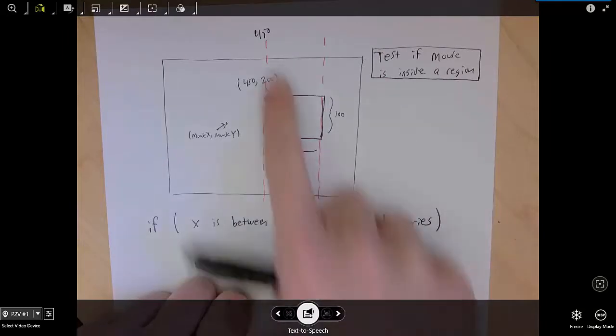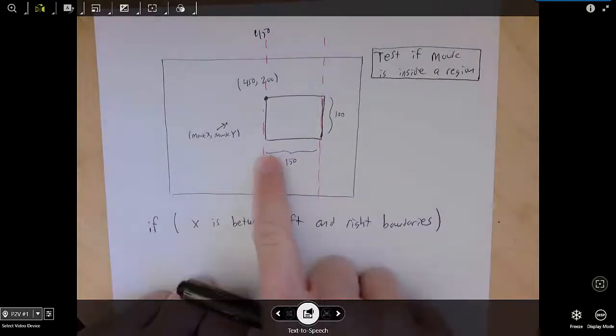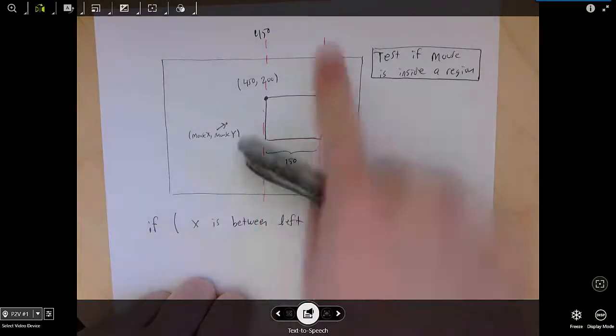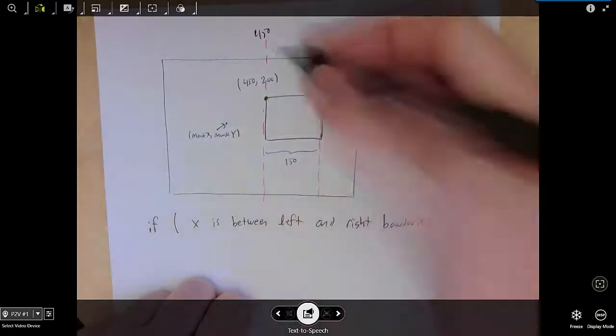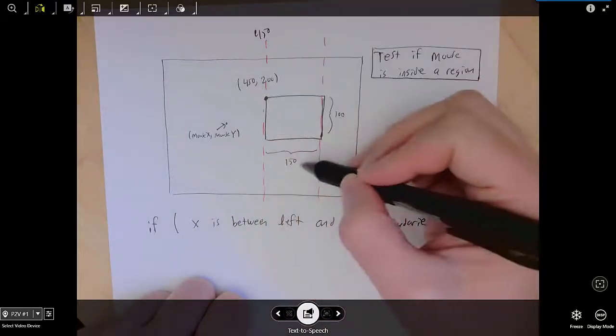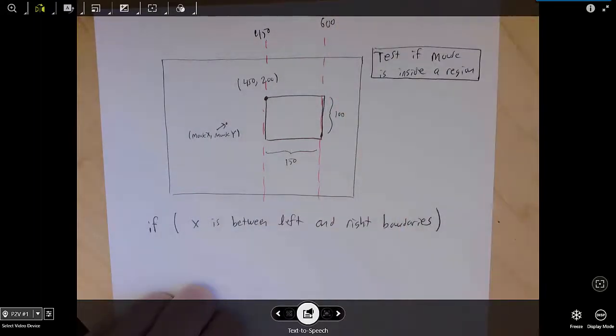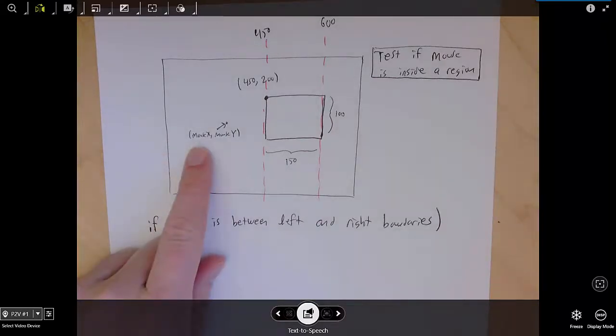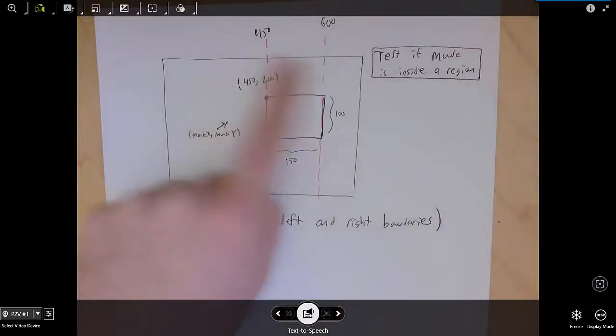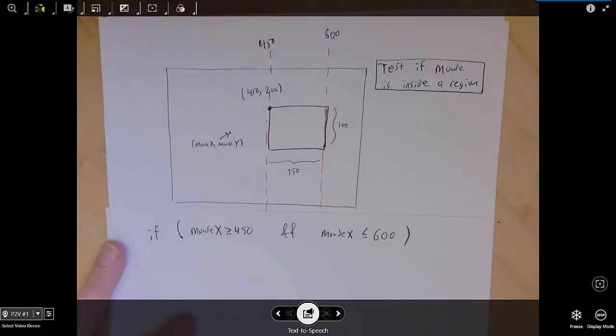So here, the left boundary is at 450. I know the width is 150. So the right boundary must be at, let's see, 450 plus 100 is 550, plus another 50 is 600. So now I've got the two coordinates of the left and right hand boundary. So to test if my particular x coordinate is between the left boundary and the right boundary, what I really want to do is test if mouseX is larger than 450 and smaller than 600.